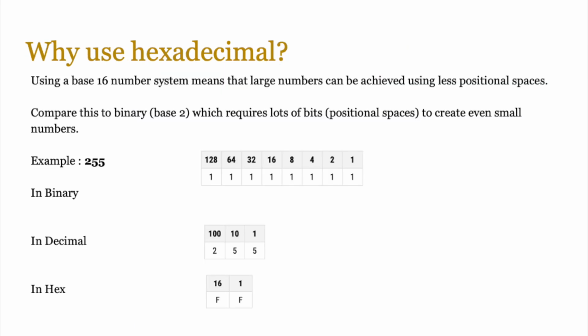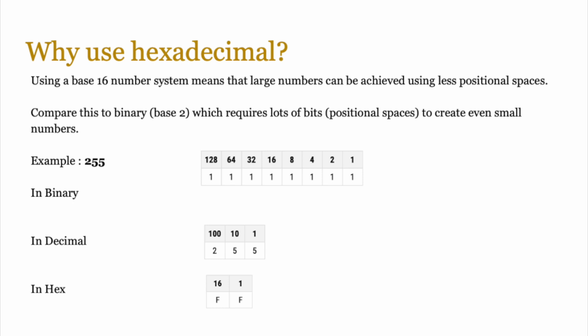Okay, so why use hexadecimal? Why use another number system? Well, programmers often use hexadecimal when writing and analyzing computer programs because it's easy for a human to read hexadecimal rather than binary. Binary is quite complicated, takes up too much screen space. So large numbers can be represented using less positional spaces.